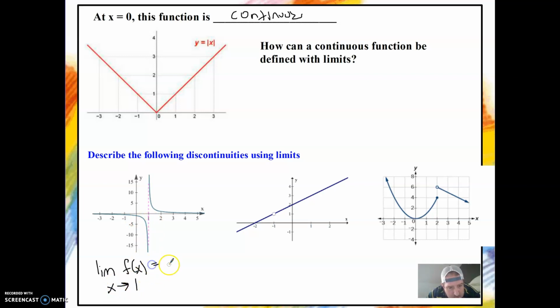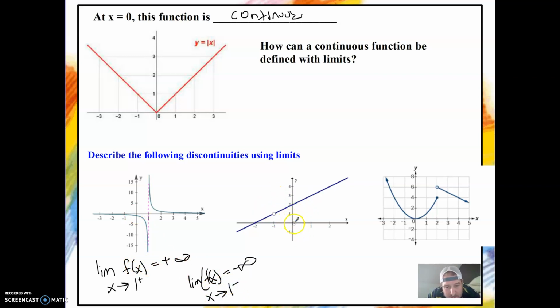Then we know the answer is from the right hand side we would say it's getting closer and closer to positive infinity, and if I did the exact same thing from the left hand side, the limit of f of x towards negative infinity is the answer as x is approaching 1 from the left.